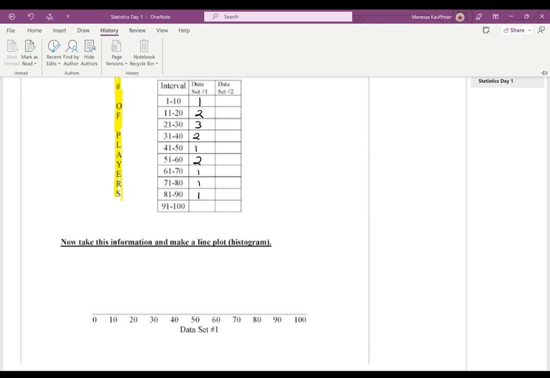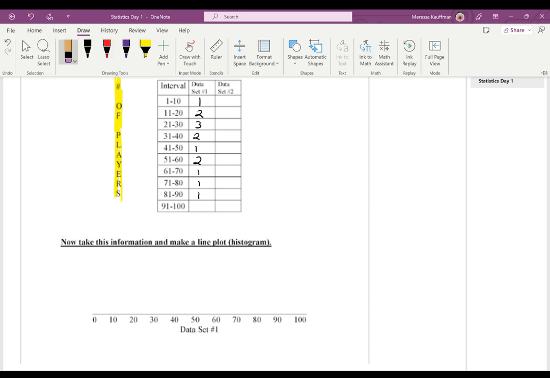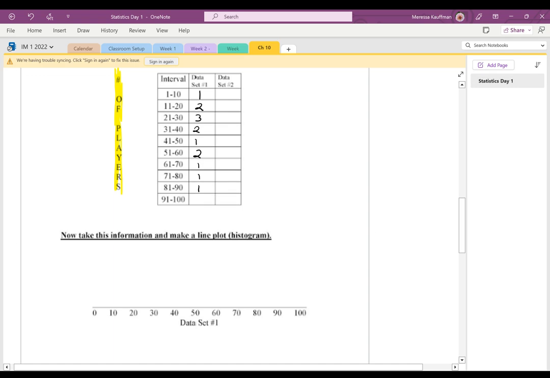We're going to use dots, and I'll do it in a different color here. What I'm going to do is place a dot above the number that it occurs on in my frequency table. From 0 to 10, I had 1, so I'm going to put that 1 dot right here. That's this one. From 11 to 20, I had 2, so I'm going to put 1 and then 2.